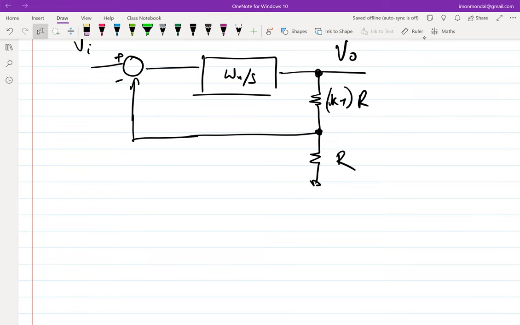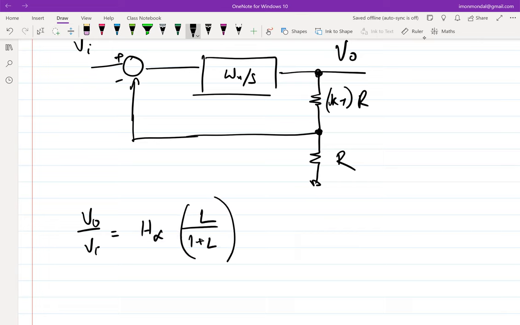So in this case, the way I would like to express my output is essentially this form, V0/Vi is H infinity times L by 1 plus L. And typically this L is of the form of some low pass, right? By low pass, essentially, I mean that it will be of the form of 1 by some polynomial.